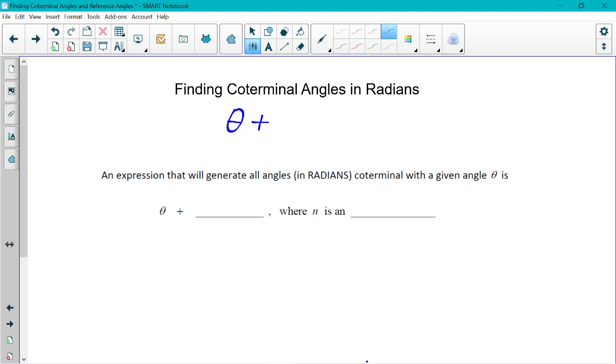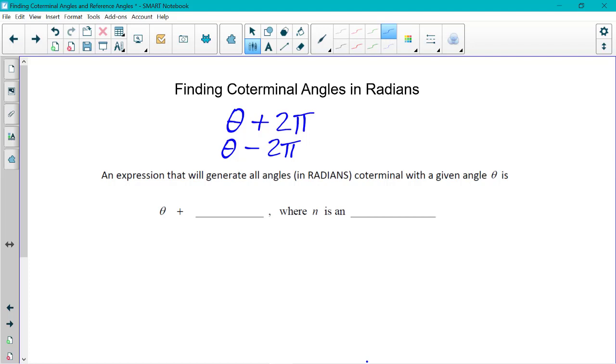Well, one full rotation in radians is 2 pi. So we would add 2 pi instead of 360. And then we could add another 2 pi and another 2 pi. So we can add multiples of 2 pi, or we can subtract 2 pi or subtract another 2 pi, etc. So we add and subtract multiples of 2 pi.